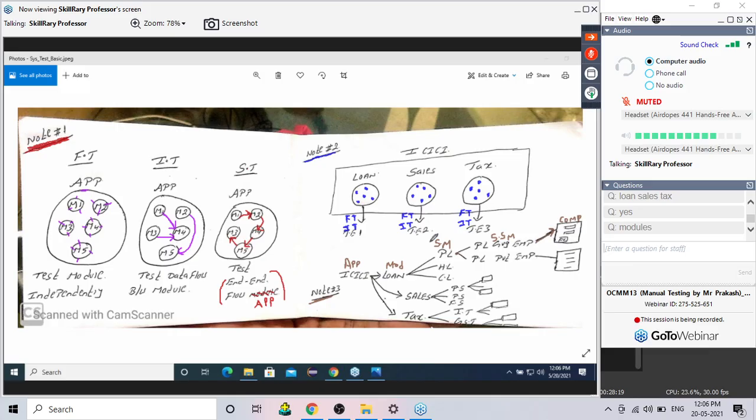Yes? Now guys, why are we not doing integration between loans to sales or sales to tax? Why am I not doing integration testing between loans to sales or sales to tax? What is the answer? Correct. They are not dependent. They're completely independent of each other. They're not at all dependent.